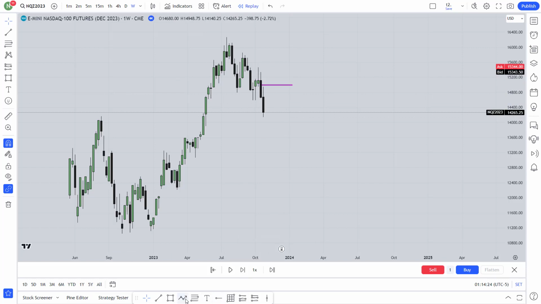Okay, and you have to mark the opening of this week. This is this week, so I'm going to mark the opening, and I will change the color. Actually, I think blue is okay. So this is the opening of this week, and this is the 50% of the previous week.